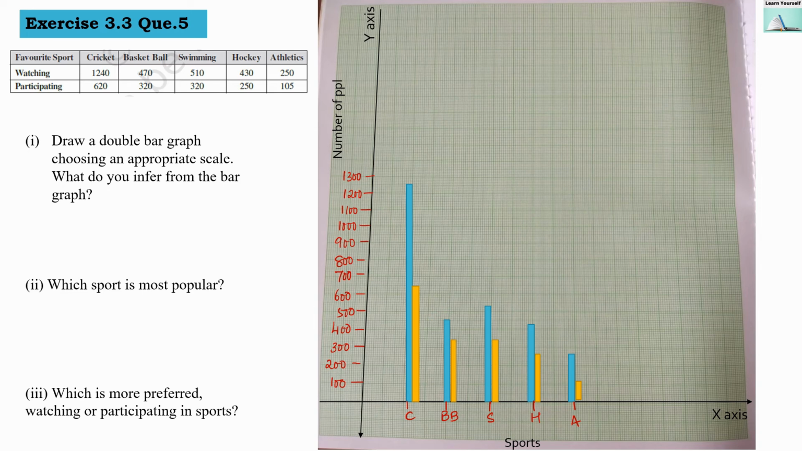Now let us answer some of the questions based on this bar graph. Draw a double bar graph choosing an appropriate scale. What do you infer from the bar graph? So from the bar graph we will infer that the number of people who are watching the sports is more compared to the number of people who are participating in the sports.